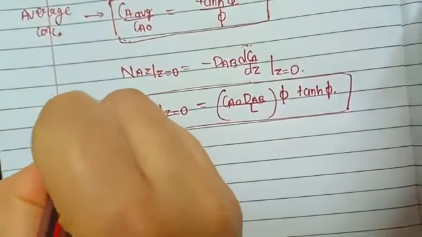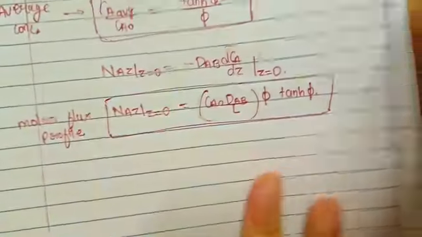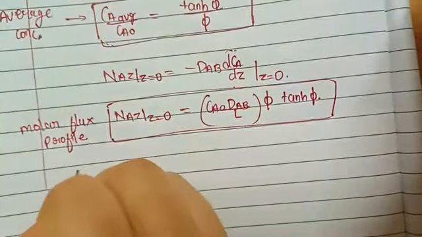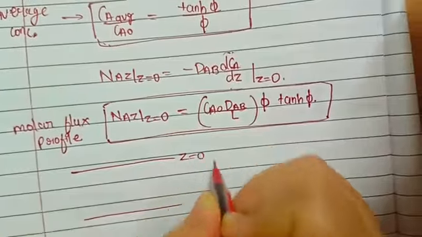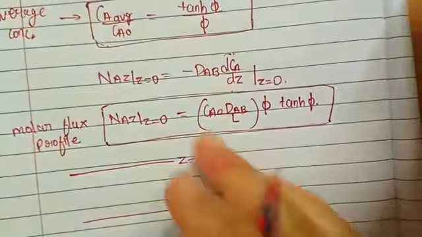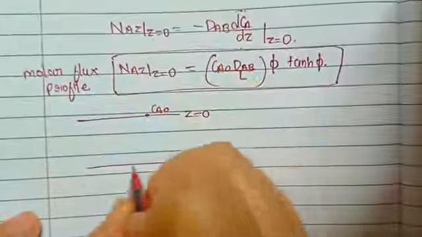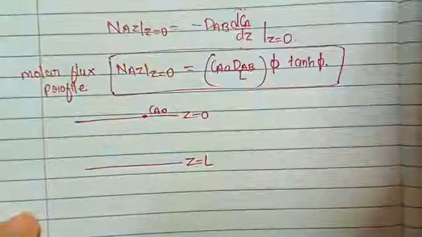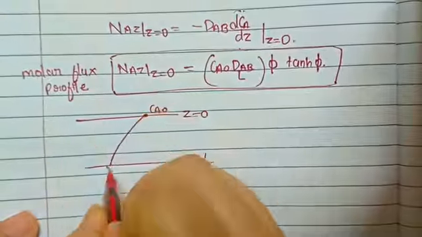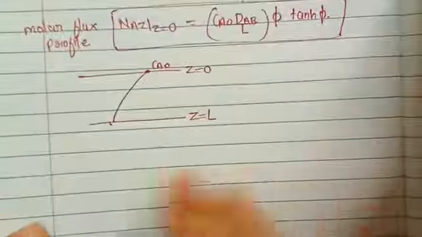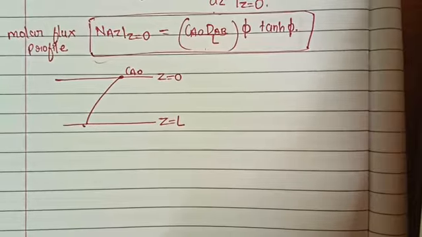We can write it as molar flux profile. We can draw it like it will be these two lines. It will vary between Z equals 0 and Z equals L. At the surface it will be Ca naught, and at Z equals L it will decrease in this way. So this is the required flux profile. Now you can see we have achieved all our objectives.